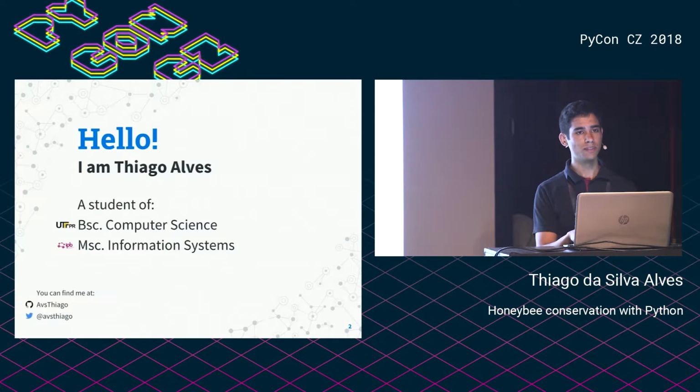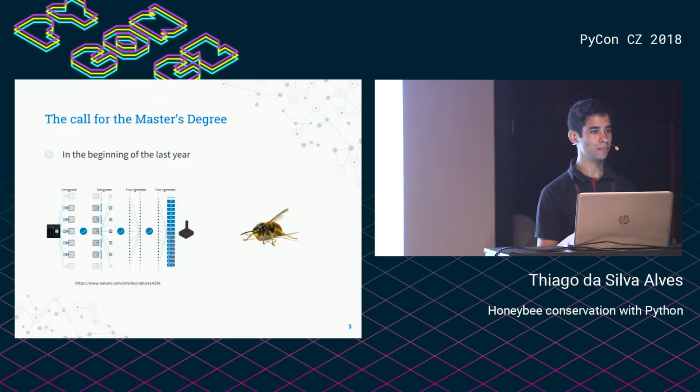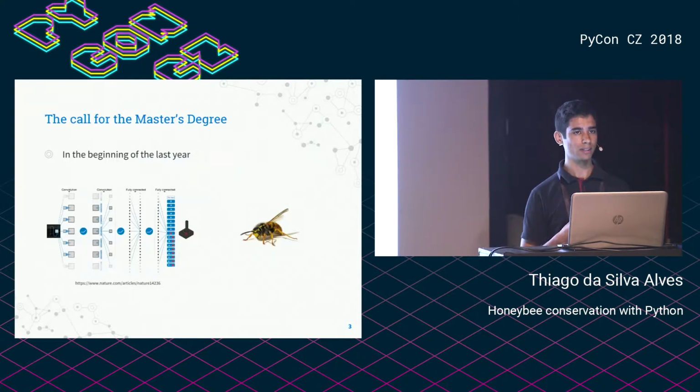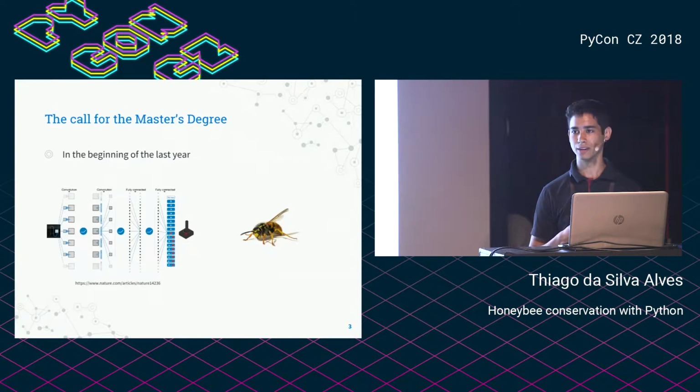So, I'm now a student of computer science in Brazil, and I'm also doing my master's degree at IPB in Portugal. When I was called last year to start my master's degree in Portugal, at the time I was working with artificial intelligence for games, like that DeepMind paper to play Atari. But it was necessary that I change my topic to start my master's degree when I came to Portugal. And the topic that they gave to me was to work with bees, something that I've never thought I would work with.